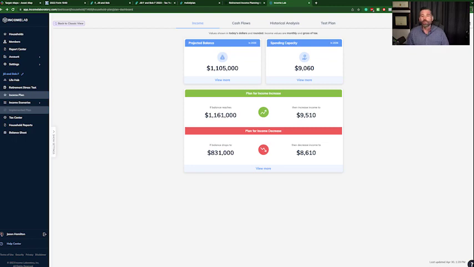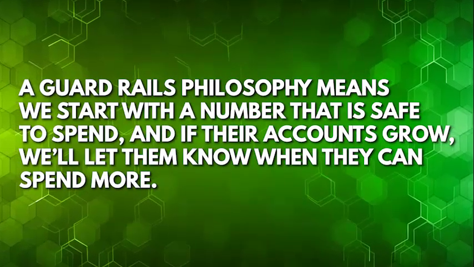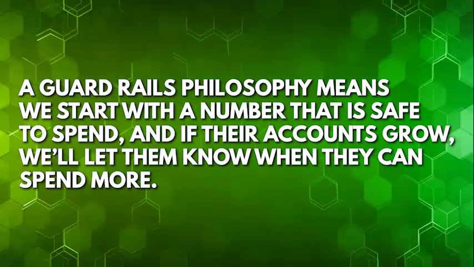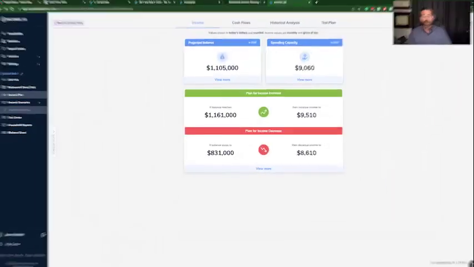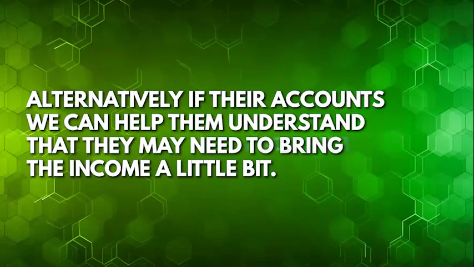So we have this beautiful tool that we can help clients figure out what the amount they can spend safely is. And this tool follows what's called a guardrails philosophy. So what that means is we're going to start with a certain number that's safe to spend. And if their accounts grow, then we can let them know when they can spend more. Alternatively, if their accounts drop, then we can help them understand that they may need to bring down the income a little bit.